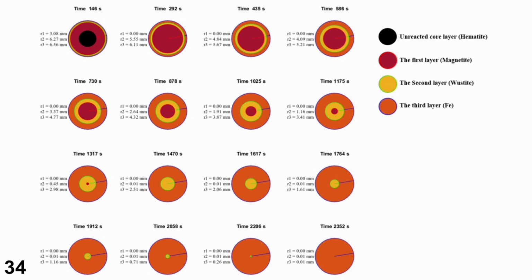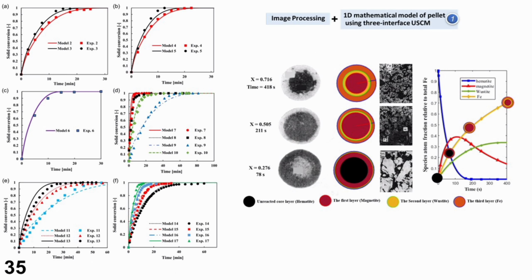This slide visually shows the different radii. The black layer representing hematite quickly disappears, indicating a fast reaction rate, while the cream-colored Wüstite layer is the slowest phase. We validated this model using 17 experimental cases. However, it should be mentioned that in high porosity pellets, we had remarkable errors.